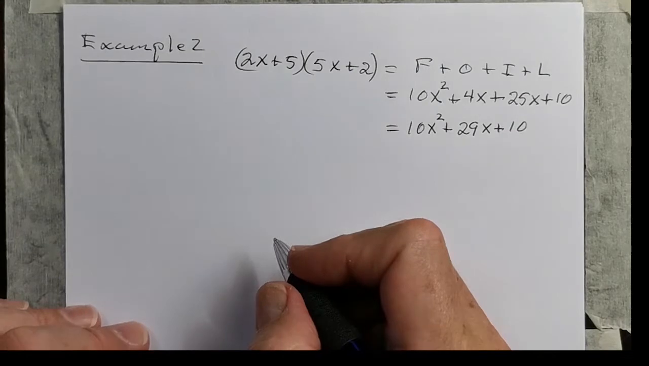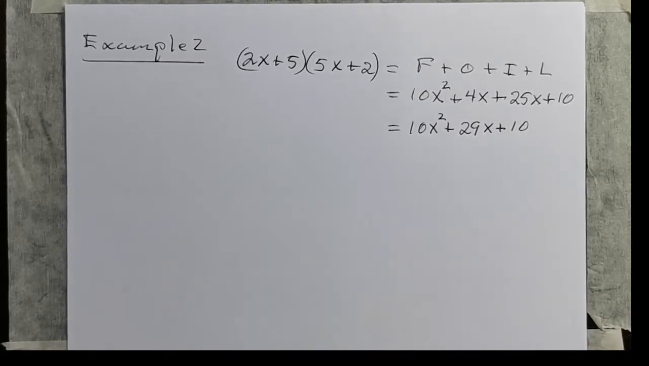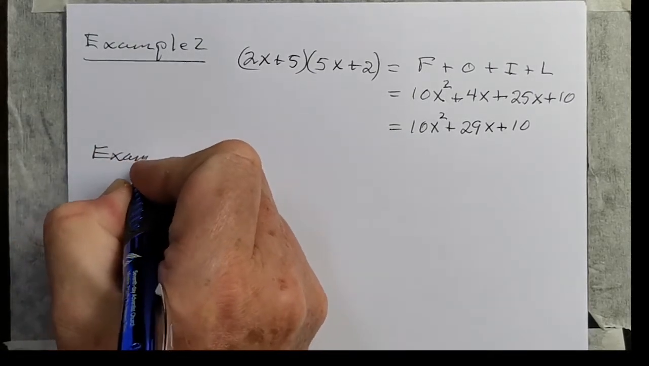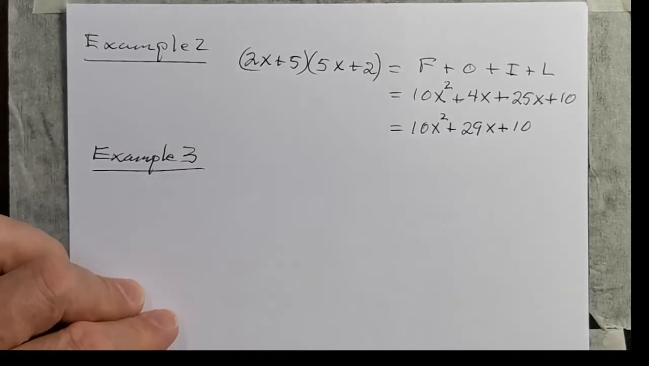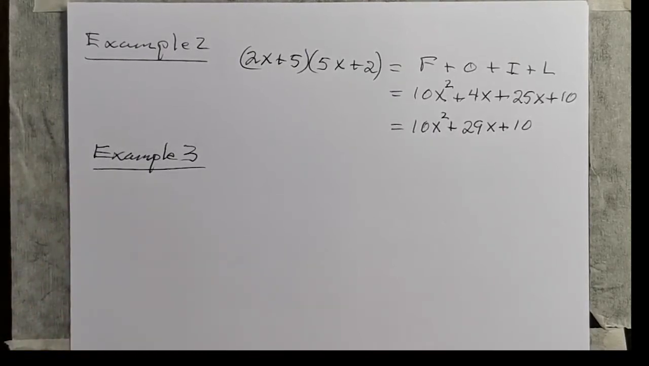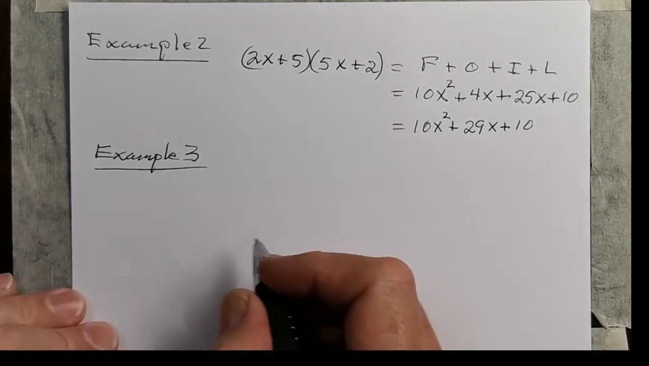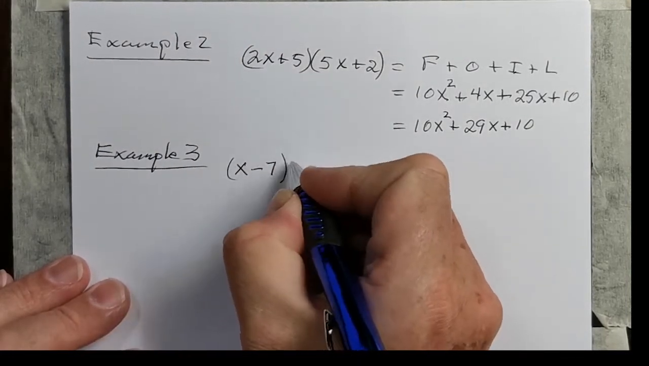Okay. So that's just a simple multiplication of two binomials together. And now we move to example number 3. Example 3 is taking the rule a minus b times a minus b, where a minus b quantity squared. Remember, it's a squared minus 2ab plus b squared. So our example here is x minus 7 quantity squared.